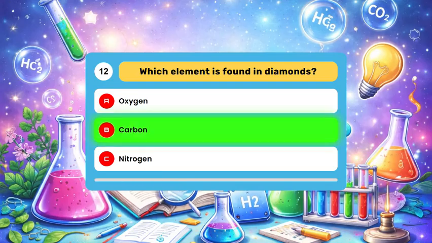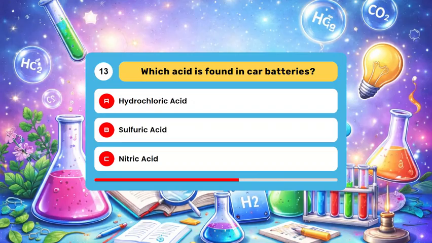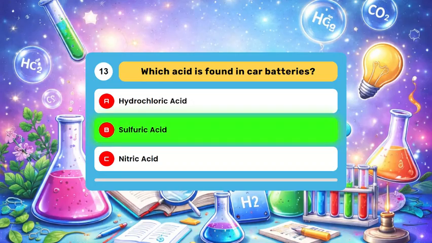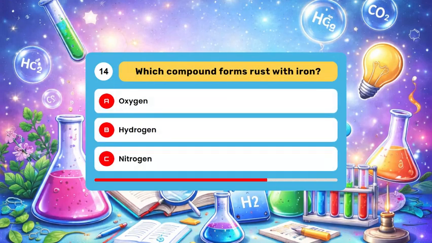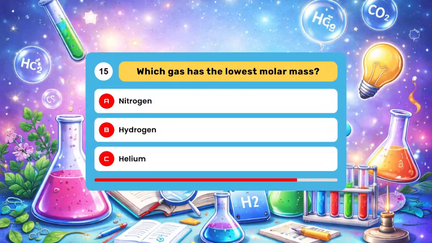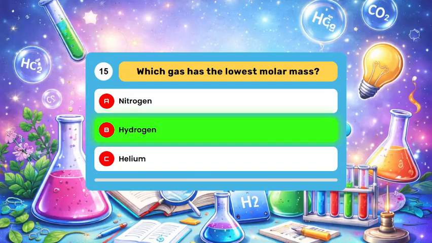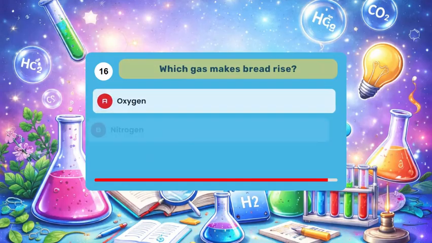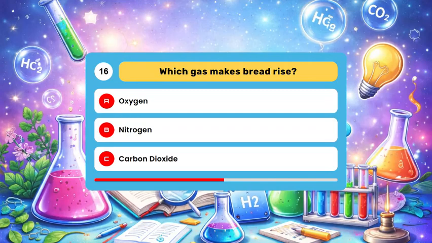Carbon. Which acid is found in car batteries? Sulfuric acid. Which compound forms rust with iron? Oxygen. Which gas has the lowest molar mass? Hydrogen. Which gas makes bread rise?